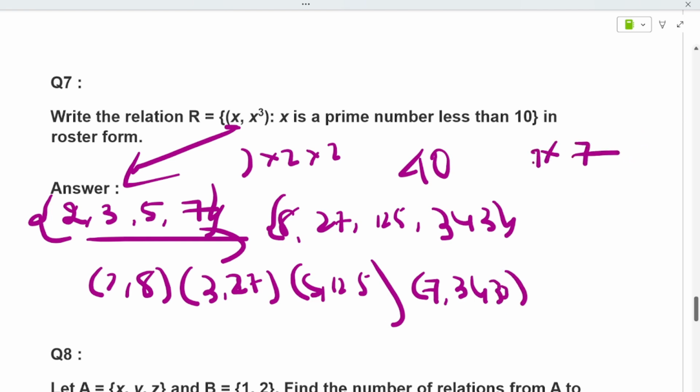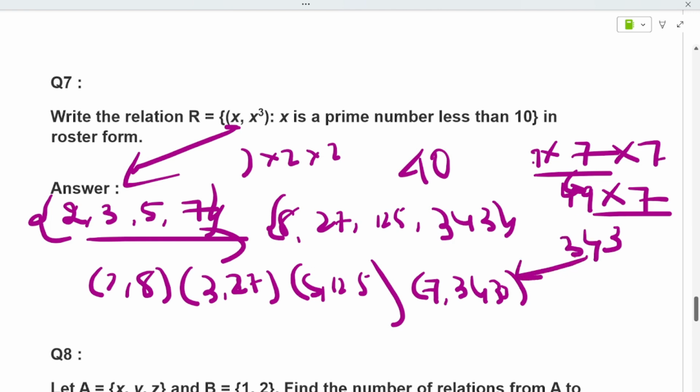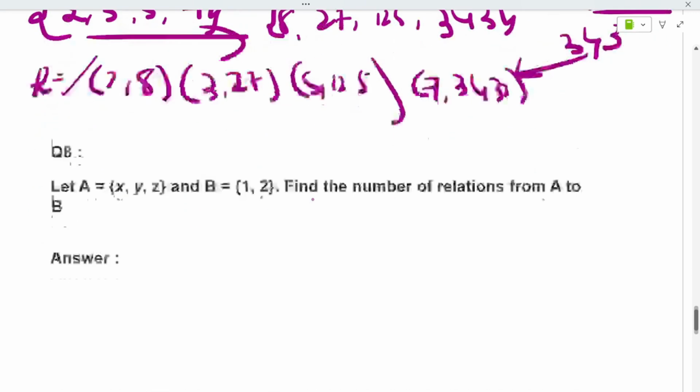7 into 7 into 7 will give you what? 7 sevens are 49. 49 into 7 you have to do. See, 7 nines are 63. You will get 3, and 6 carry, 7 fours are 28. 28 plus 6 will give you 34. That is how you got 343. This is the range or relation we have found.